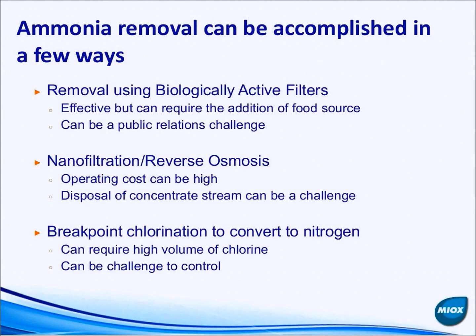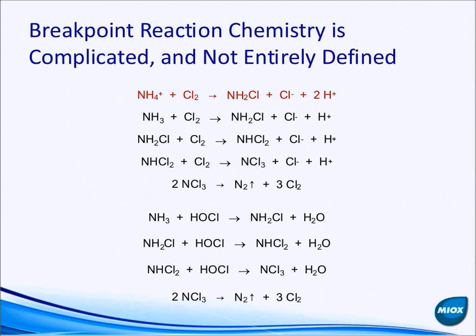Nanofiltration or reverse osmosis can be used. Probably the biggest challenge with those is that the operating costs can be high. They operate at relatively high pressures and can cost anywhere from about $0.90 to maybe $1.50 or $2 per 1,000 gallons produced to operate, which is a fairly high cost for a piece of process equipment in a plant. Or you can breakpoint chlorinate, in essence oxidizing the ammonia over to nitrogen gas. The disadvantage is it can require a relatively high volume of chlorine and can be a challenge to control as well, but in many cases it can be the simplest and most cost-effective way to do this.